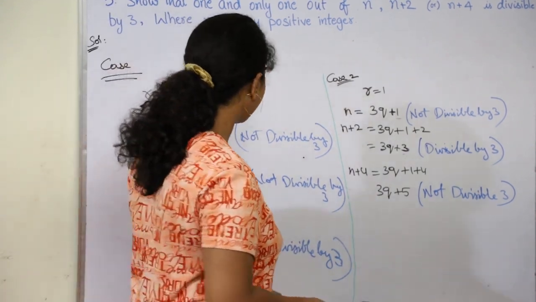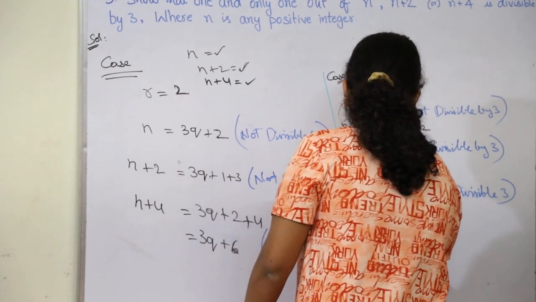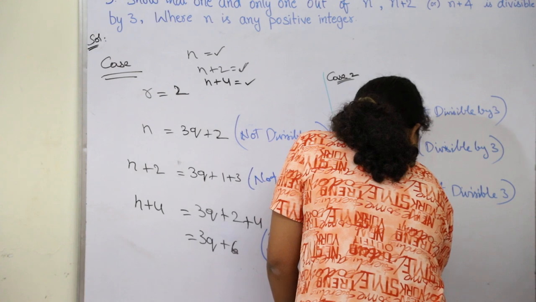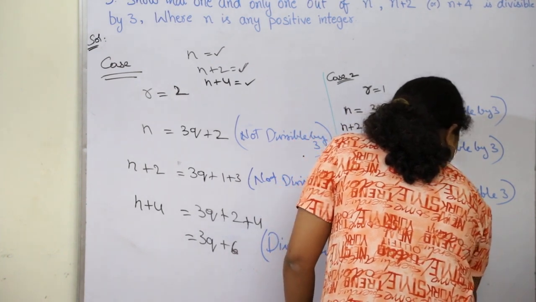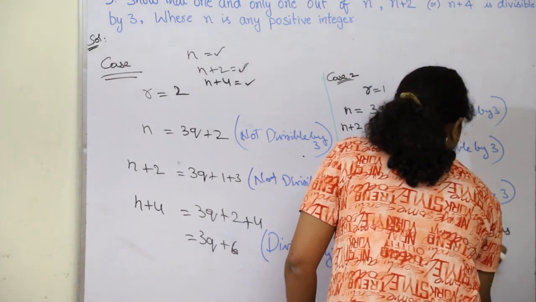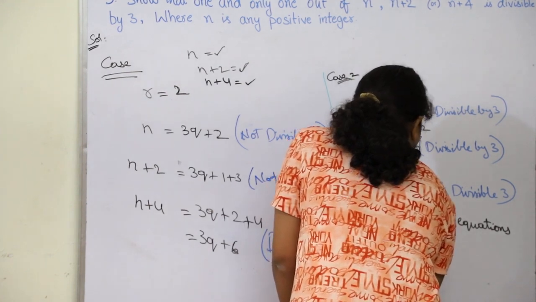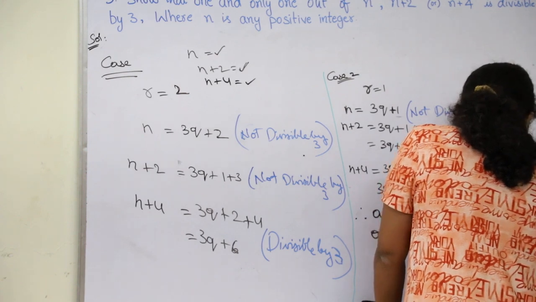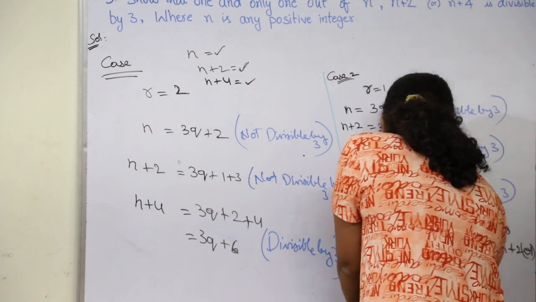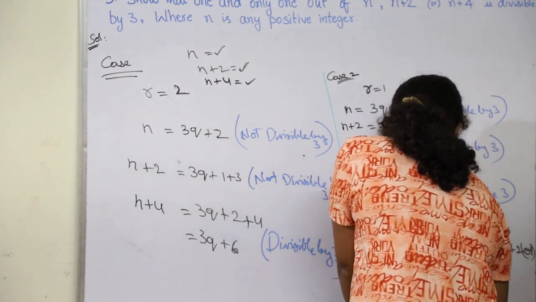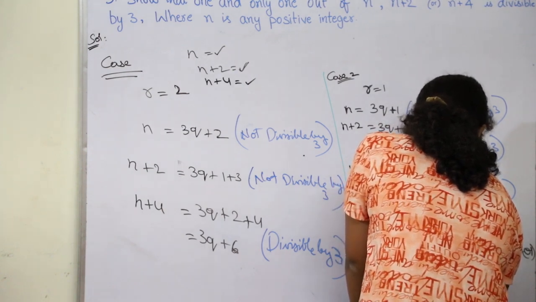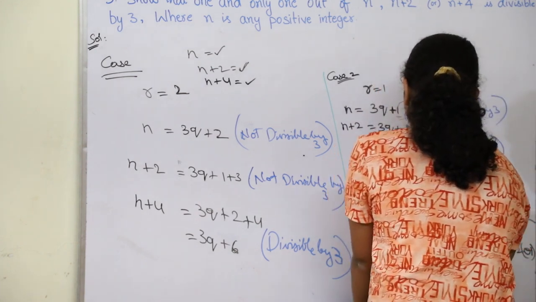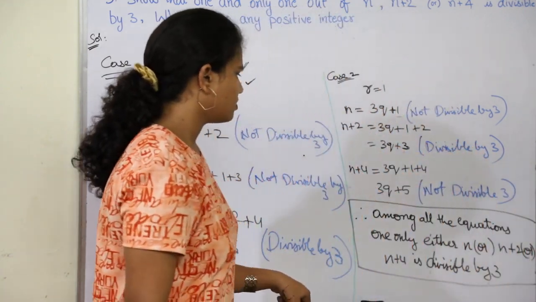Let me conclude here, guys. Therefore, among all the equations, only one of n, n + 2 or n + 4 is divisible by 3. Thank you.